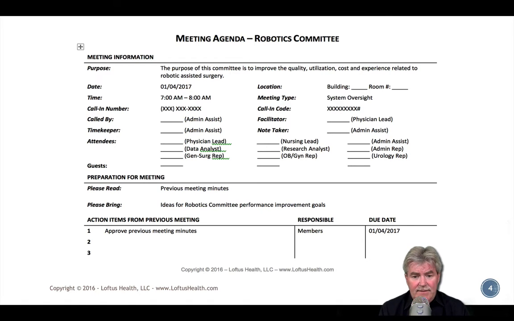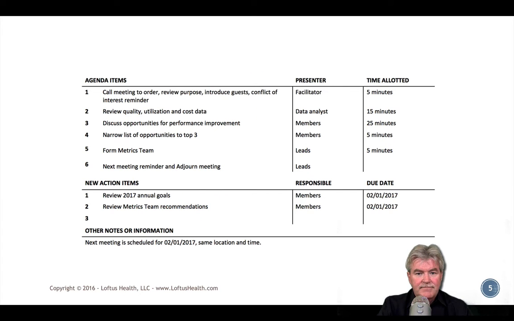If you have certain things that you'd like them to do, like bring ideas for Robotics Committee performance improvement goals, tell them. Put it right there. Action items, responsible, and due date. Really important. If you have action items, things that people are going to vote on, people are going to approve or disapprove, remember who's going to be responsible, who's going to be doing the voting. If you have a presenter, who's going to be presenting, and the due date. When do you have to get that done? So previous meeting minutes are always going to be approved. So there's the due date, and it's the membership who's required to do that.